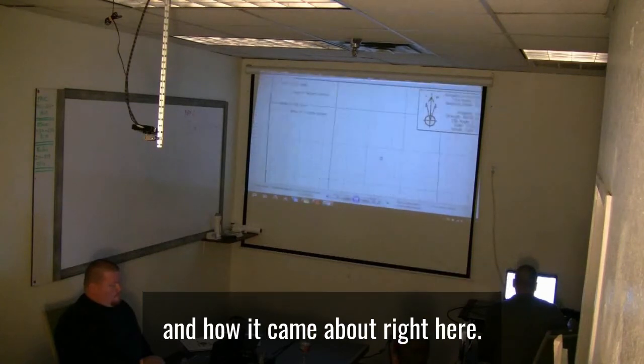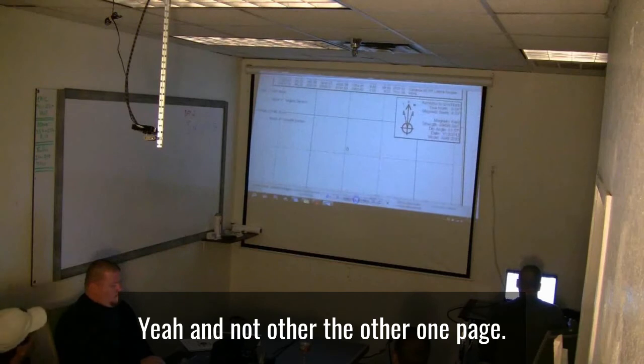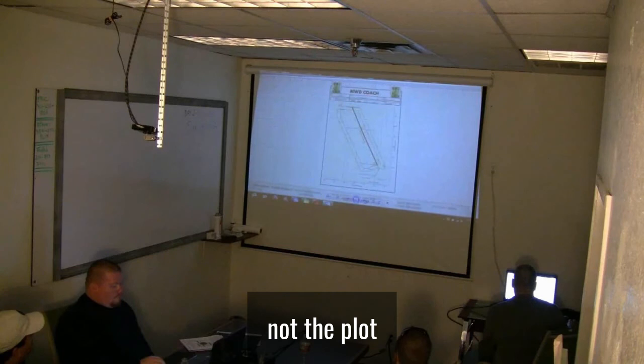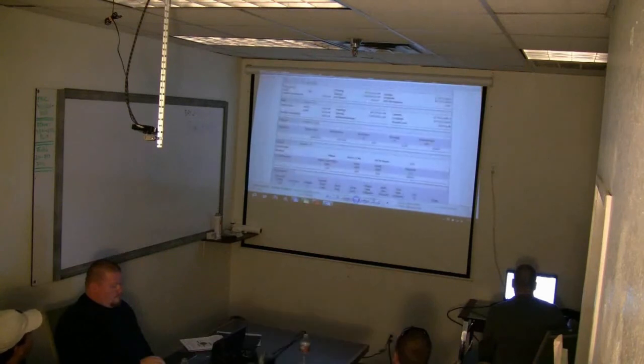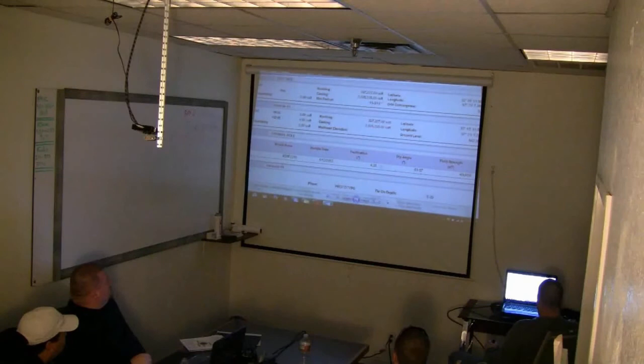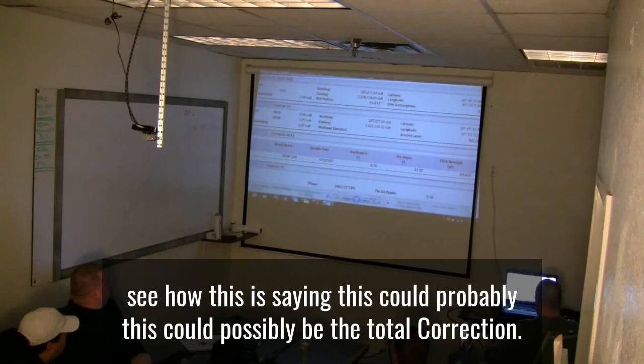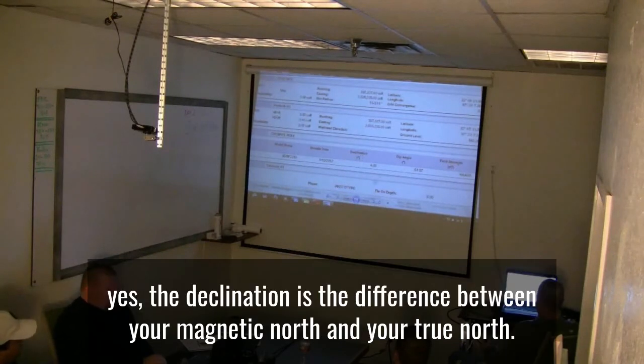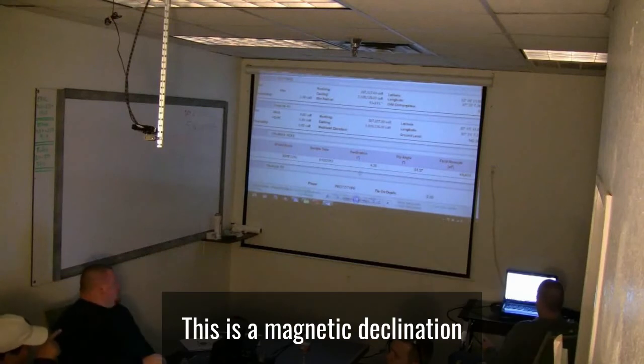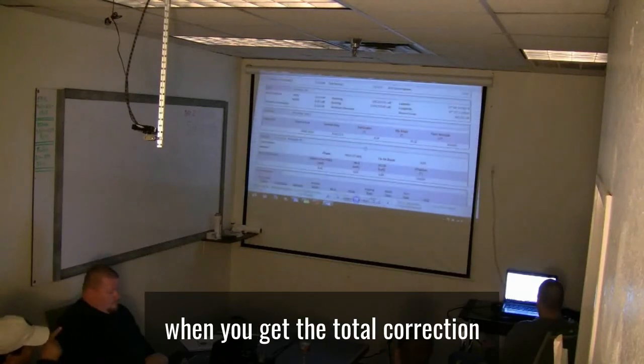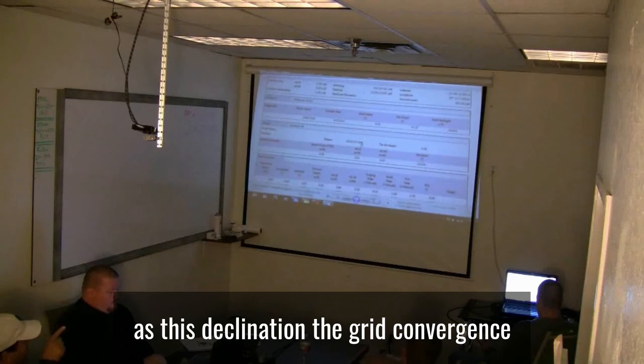You're talking about right here? Because the well plan software, no, the other page, not the plot. Yes, this one. There's the field strength and dip angle. See how this is saying declination right here? This could possibly be the total correction. It's just the way they stated it. The declination is the difference between your magnetic north and your true north. This is a magnetic declination. You get the total correction as this declination minus the grid conversion.